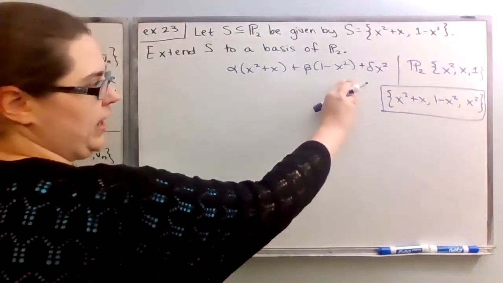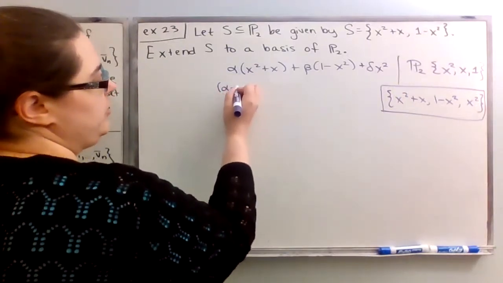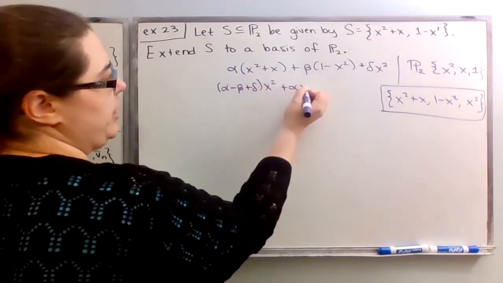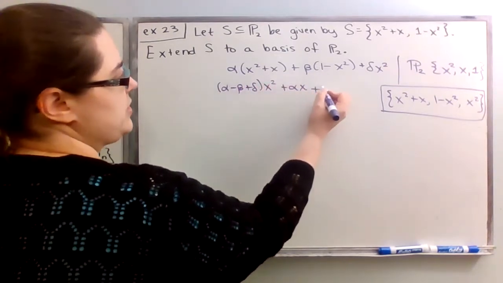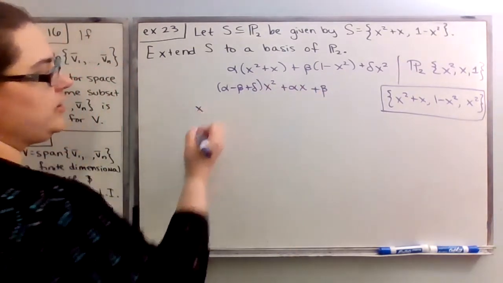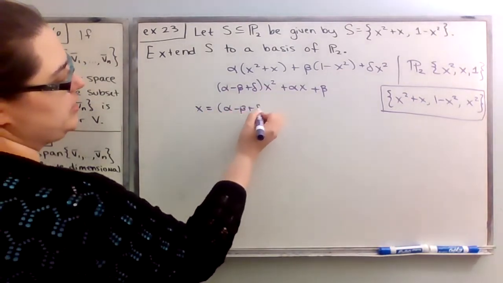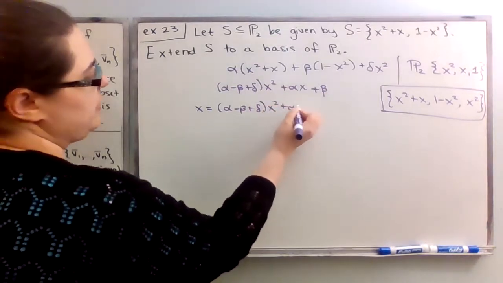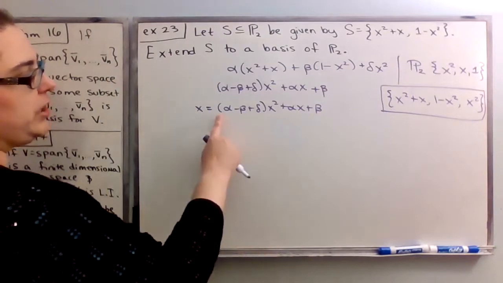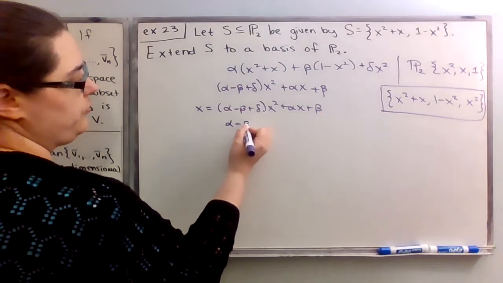So when I write this all out in the form that we're accustomed to now, we're going to have alpha minus beta plus delta x squared plus alpha x plus beta. So if I want to see if x is in this set, x is going to equal alpha minus beta plus delta x squared plus alpha x plus beta. And following our coefficients, we're going to get that this beast has to be 0 because there's no x squareds over there.